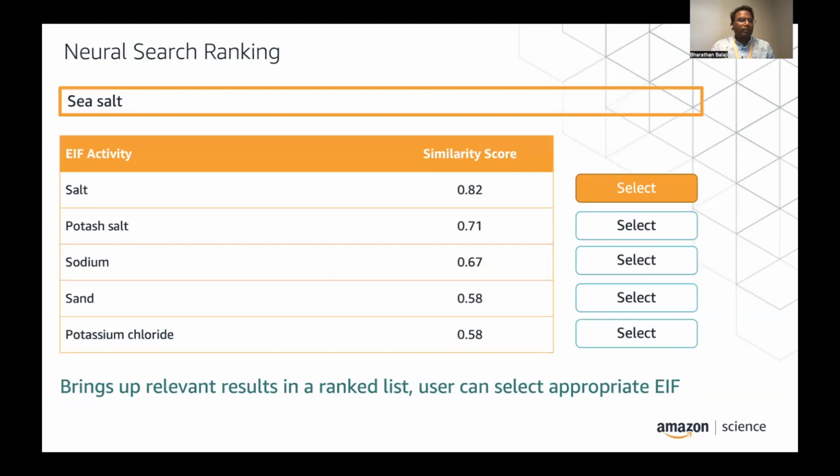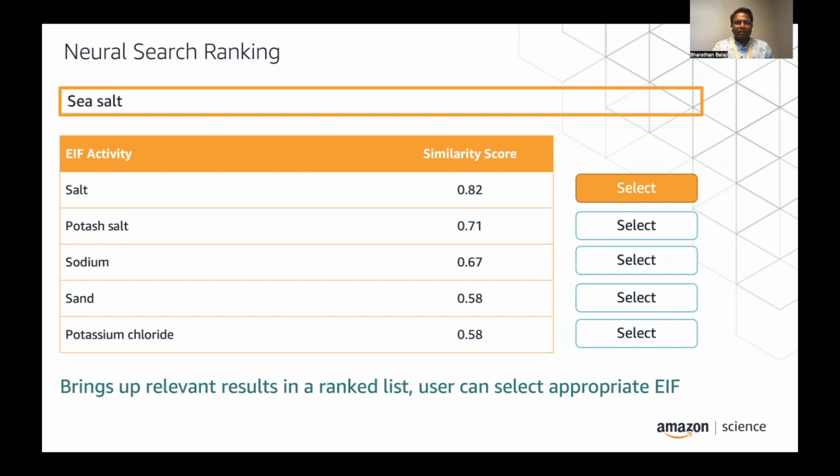This works quite well. Here is an example of a sea salt. Not only does it capture the exact string matches, but related concepts such as sodium and potassium chloride. And if the user were given this search bar and the ranked list shows up and they select an appropriate EIF, then it's much easier and less effort compared to looking at the same results through a spreadsheet.